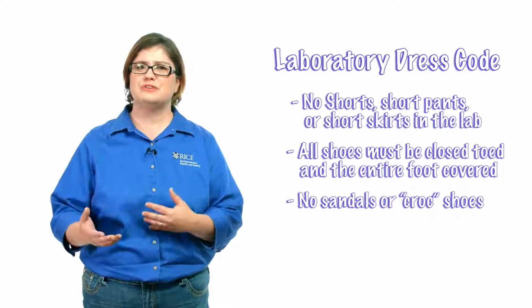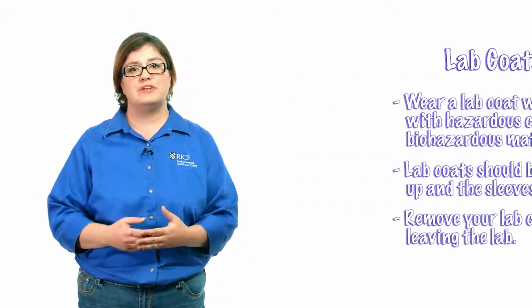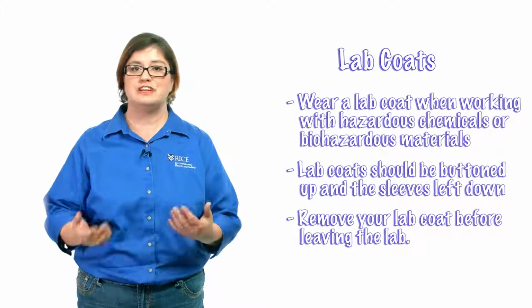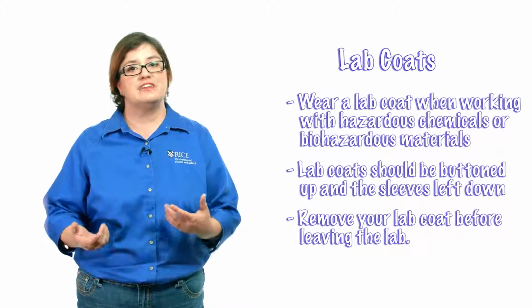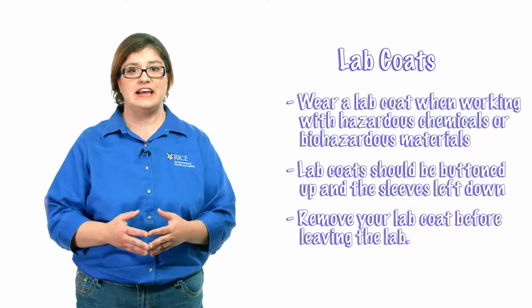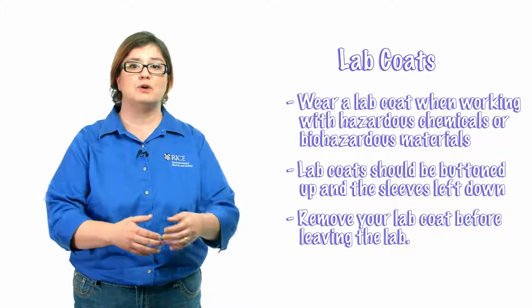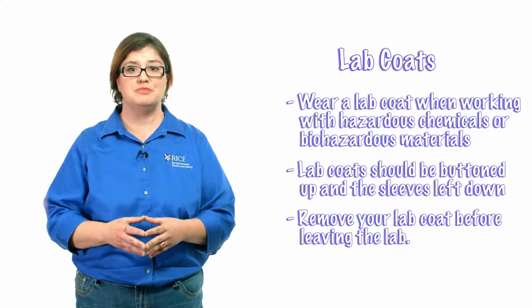Also, no sandals or croc-type shoes that have holes in the top of them. When you start working with hazardous materials in the laboratory, you definitely want to have on your lab coat. It'll provide extra protection for your clothing and your arms should anything ignite. Laboratory coats should be worn buttoned up and the sleeves left rolled down for extra protection on your arms.